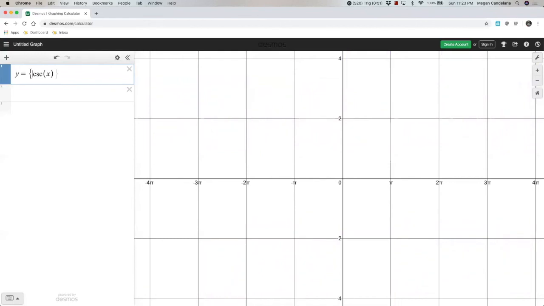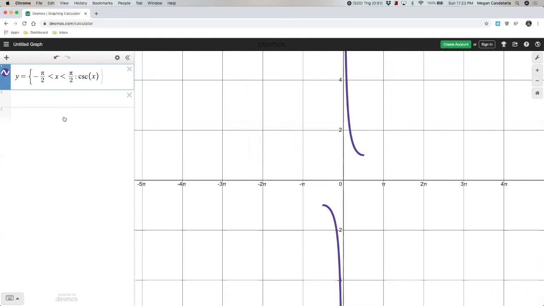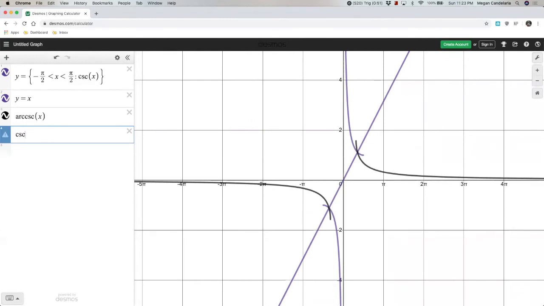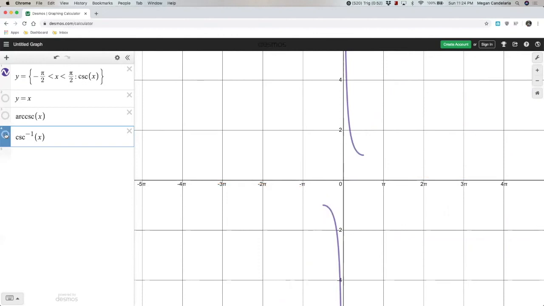So I'll have y equals cosecant x, and I'm going to limit my domain to negative pi over 2 and pi over 2. I'm just looking at this little piece that's inside here. Then when I invert that, that's the reflection across the line y equals x, and that gives us our arc cosecant function, also known as cosecant to the negative 1 or the inverse cosecant function. If we're thinking about the domain and range of this, that's going to depend on the domain and range of our original function.